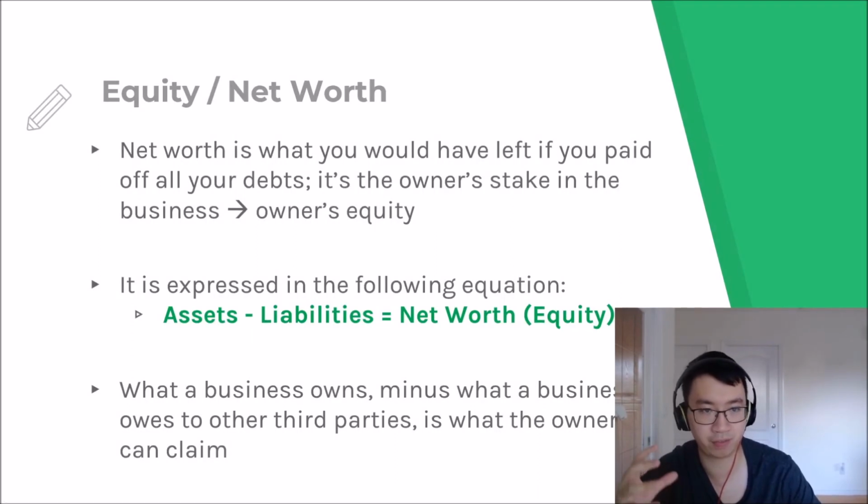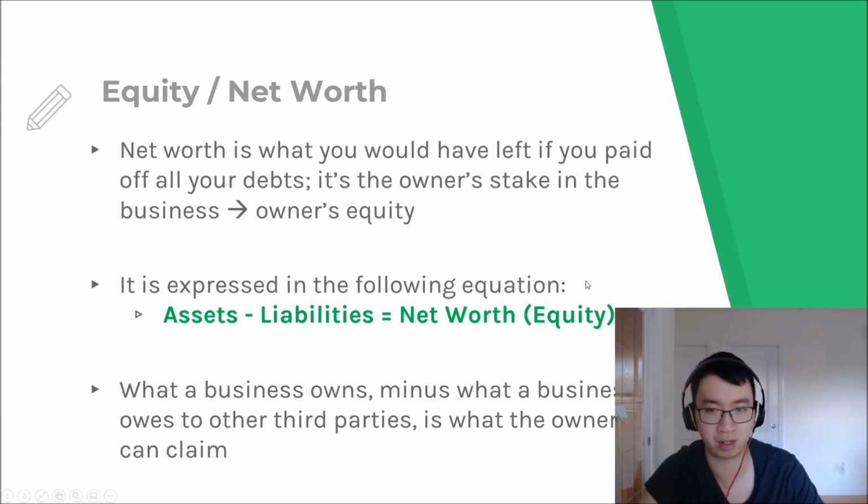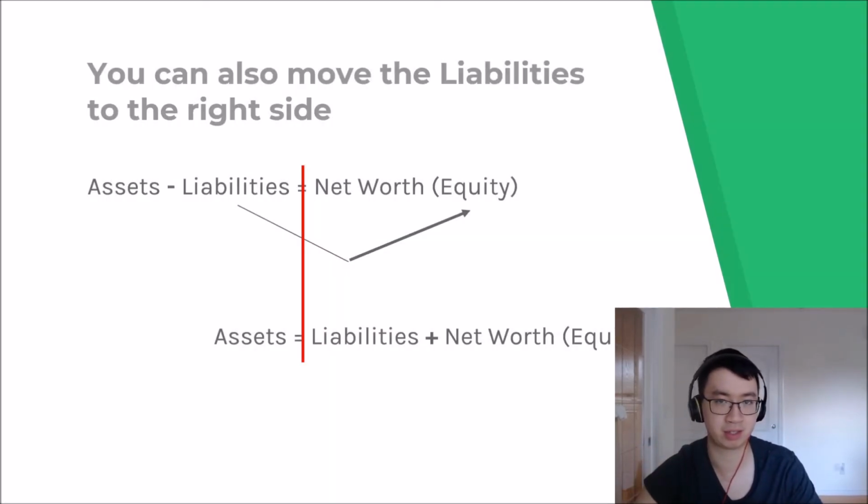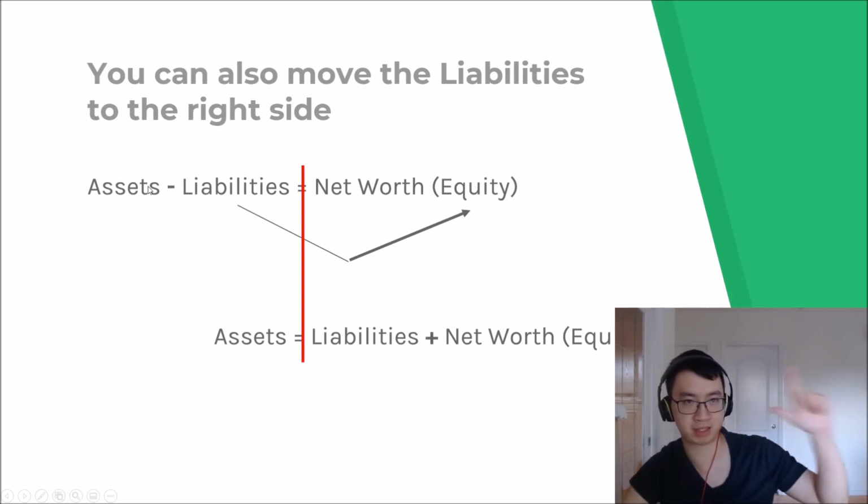And to calculate our net worth, we calculate all of our assets, subtract all of our liabilities, and we calculate our net worth. So what a business owns minus what they owe to other people, third parties, is what the owner can claim, which is the owner's stake in the business. So what they own minus what they owe is the value of the company and what the owner can claim. You can also move the liabilities to the right side. So assets minus liabilities is equal to our owner's equity.